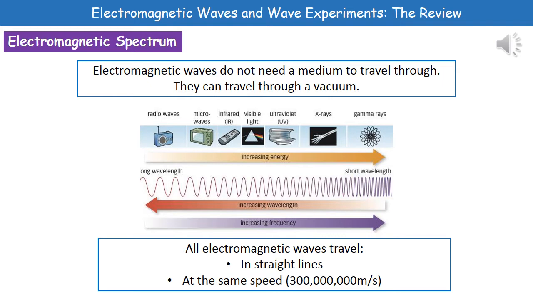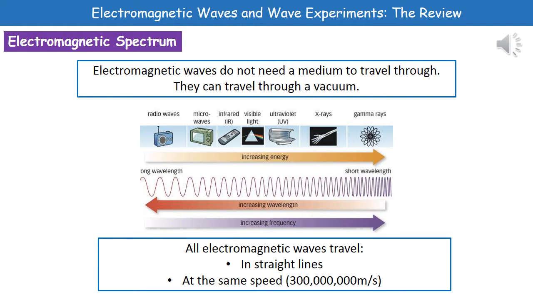So one thing we need to remember is that when we're considering any electromagnetic wave, they do not need a medium to travel through. So this means they can travel through a vacuum, i.e. space. What we've got in that diagram in the middle there is the electromagnetic spectrum, and you do need to remember the order of those different waves.